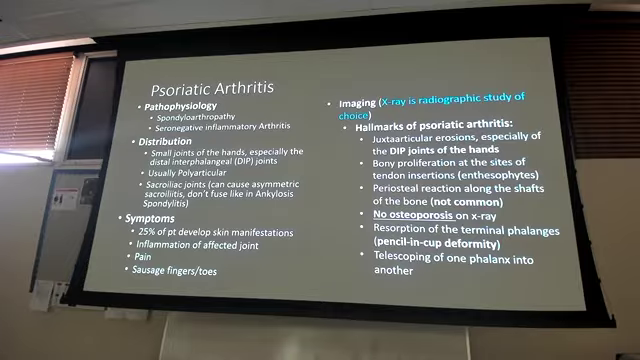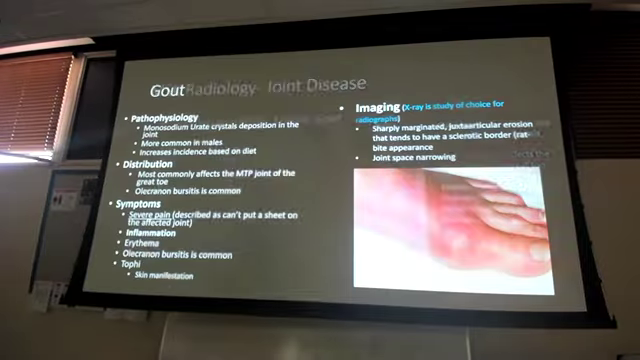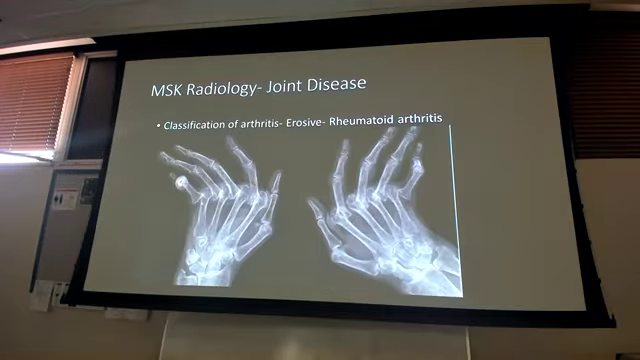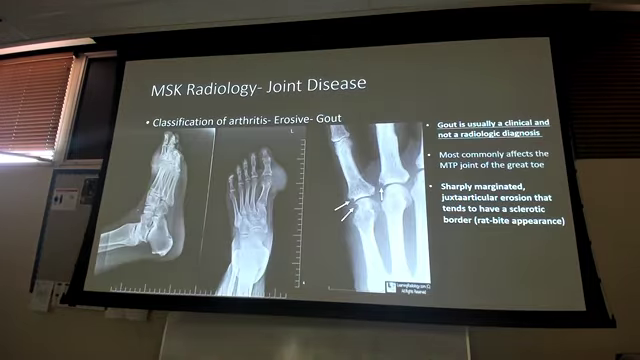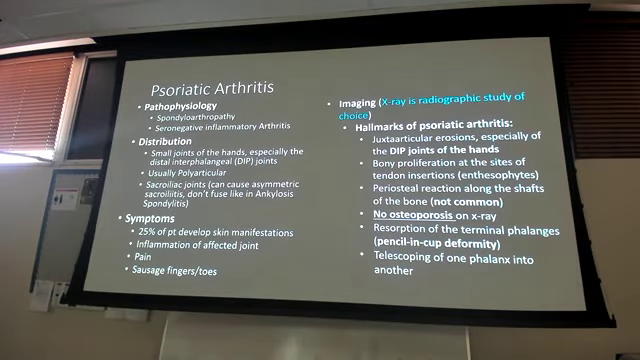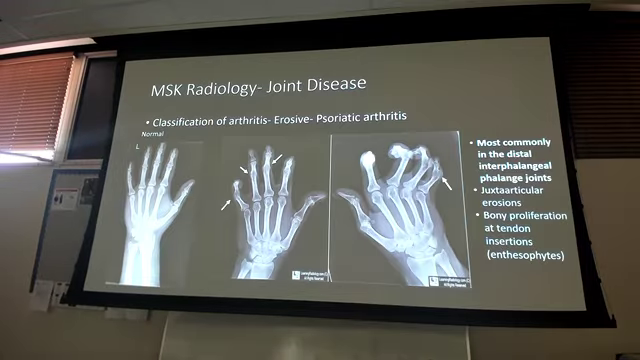There's a difference between that one versus the erosive rheumatoid arthritis, which can be osteoporotic, but the psoriatic is not osteoporotic. And then also we have this resorption of the terminal phalanges, or the pencil in cup deformity. What does that look like? So here is my psoriatic arthritis. Most commonly in my DIP joints, but it absolutely can be in my interphalangeal joints as well.